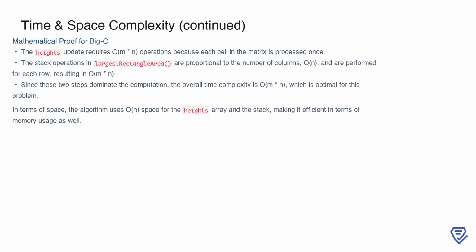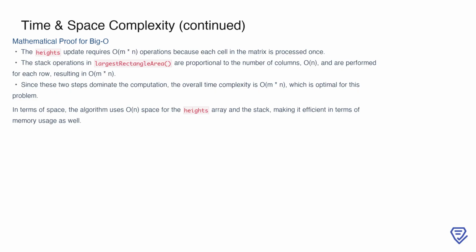To solidify the time complexity analysis, we can break it down mathematically. Updating the heights array requires O(m*n) operations since each cell in the matrix is processed exactly once. The stack operations in the largest rectangle area function are proportional to the number of columns, O(n), and this is performed for each of the m rows, resulting in another O(m*n) contribution.